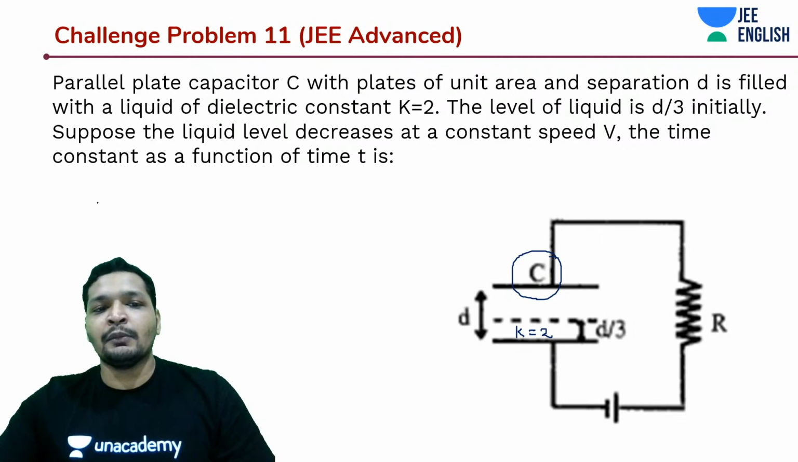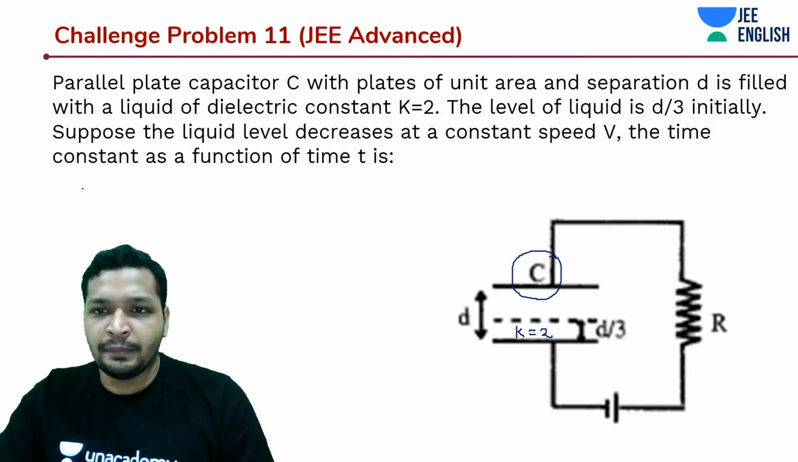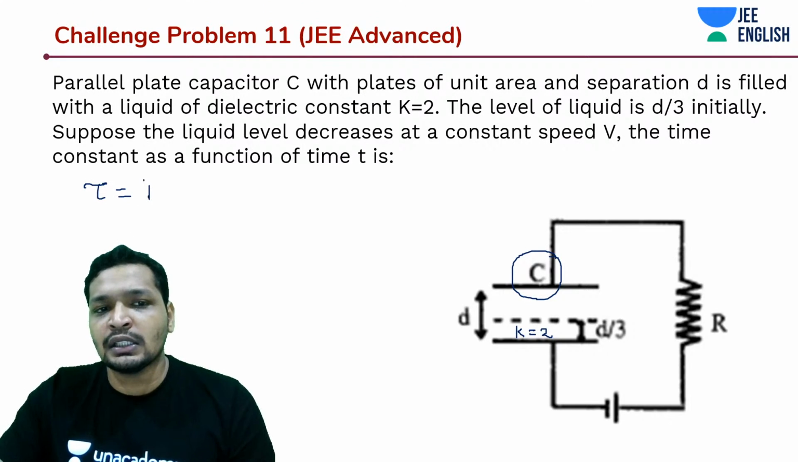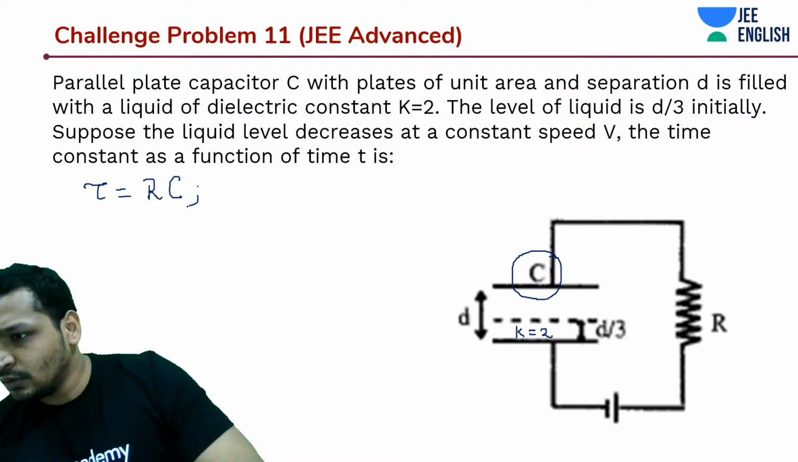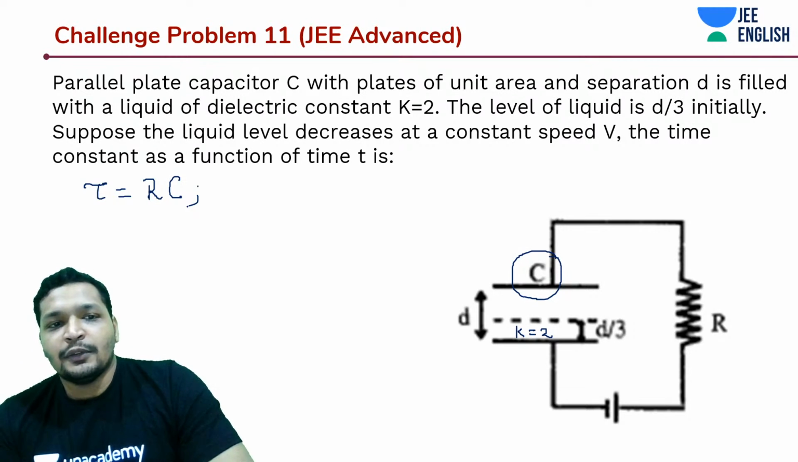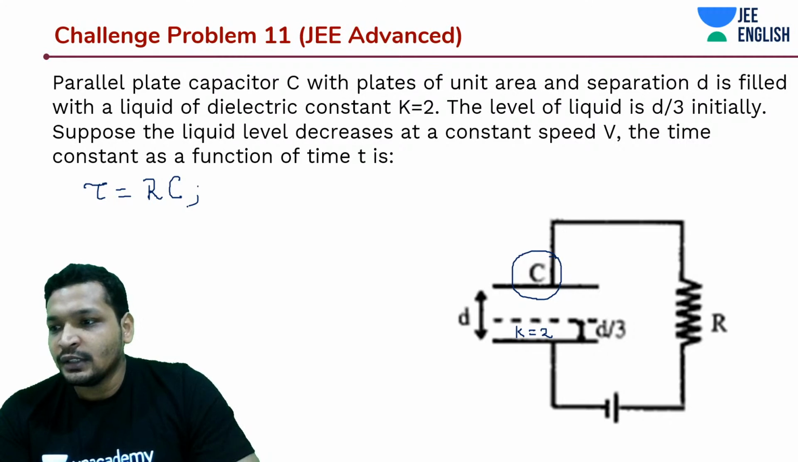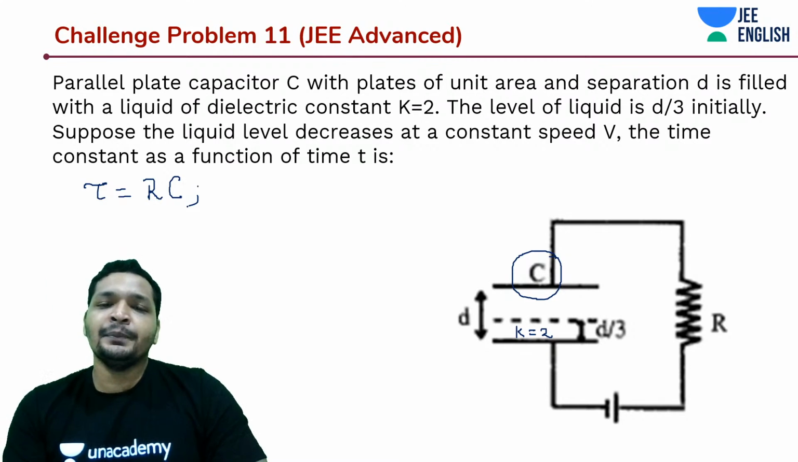Time constant, what is time constant? Yes, C as a function of time. No, they're asking you for the time constant. Time constant is RC, right? RC, that's it. You have to multiply R into C, you'll get the time constant. Yes, it's an RC circuit. Yes, that's true. How would you do this problem?